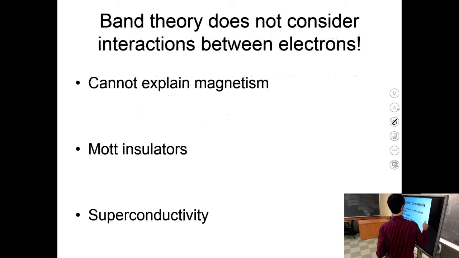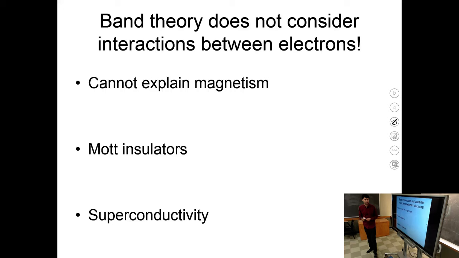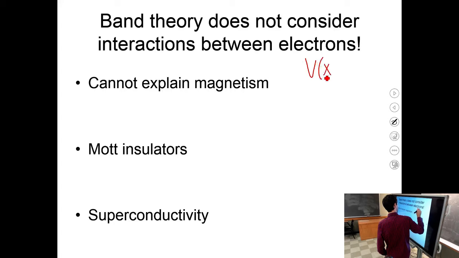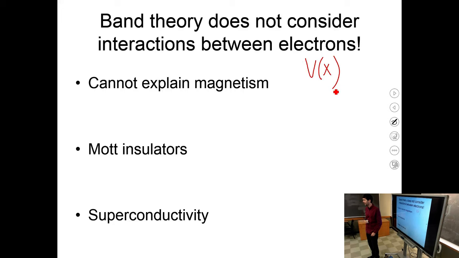Oops. Now, what does the band theory not do? It doesn't deal very well with interactions between electrons. So the potential that we put in the nearly free electron model is a potential of interaction between the lattice and an electron. And this potential is between one electron and the lattice. So it's a periodic potential in which we put one electron.